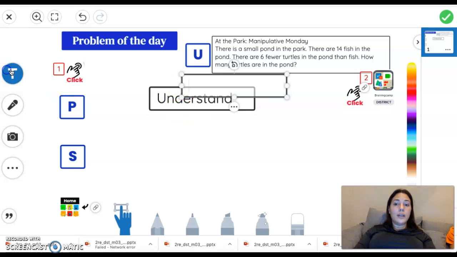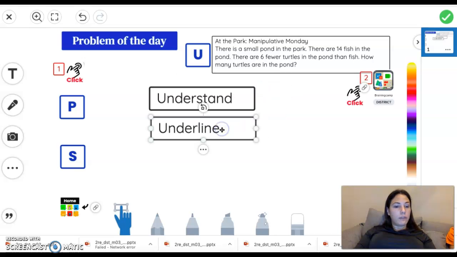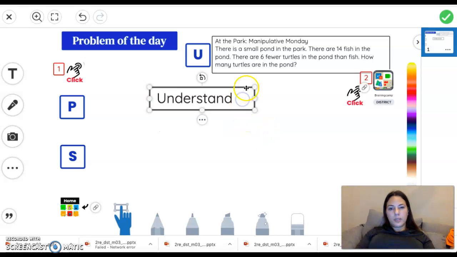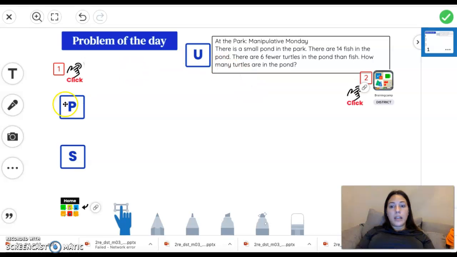It also means underline. So you underline important information. You see how both of these words have the U? That is why we put the U right here because that's what it stands for. Understand the word problem, underline important information. So I'm going to delete that because we don't need that to solve our problem.